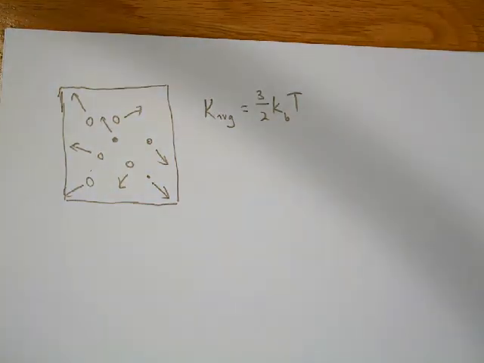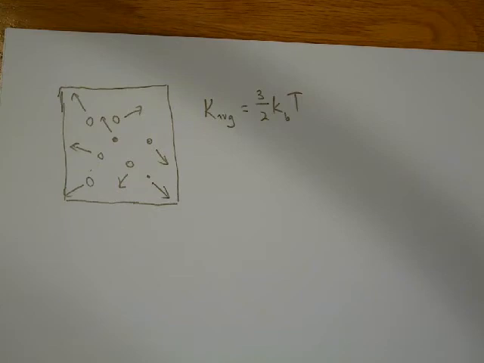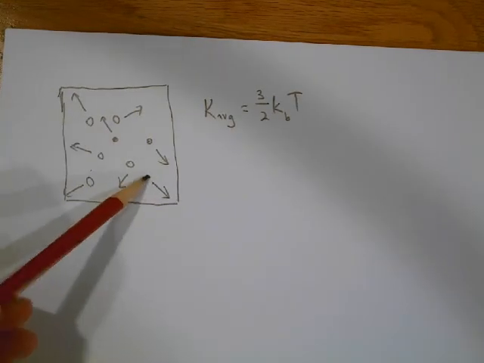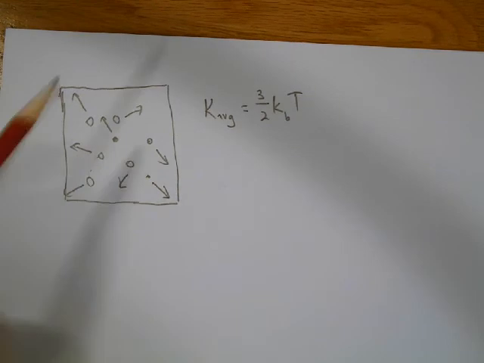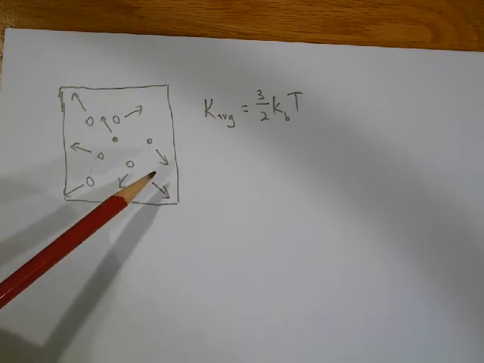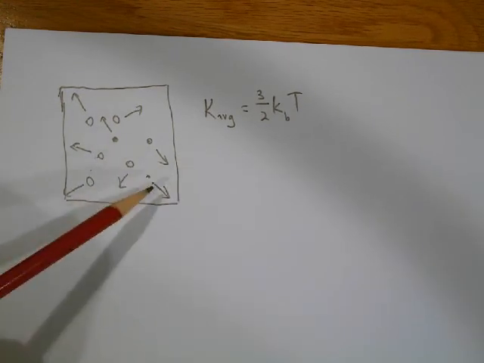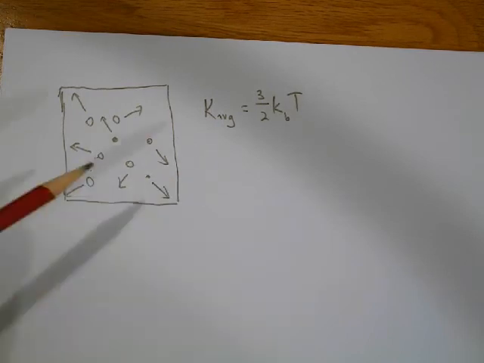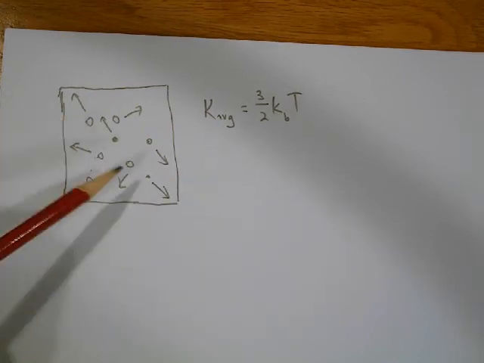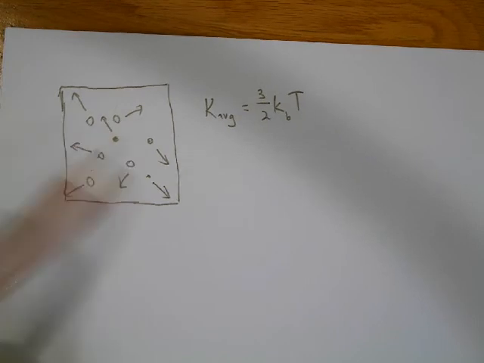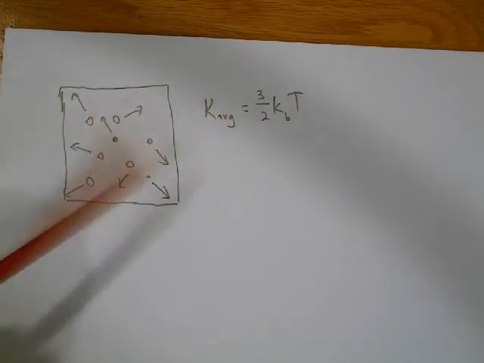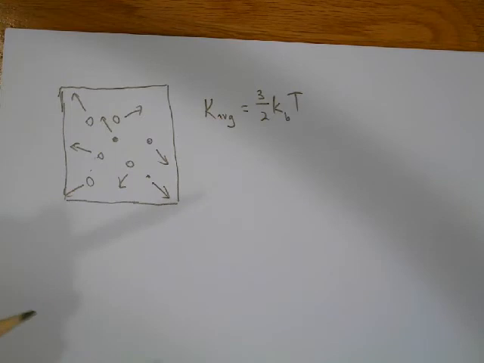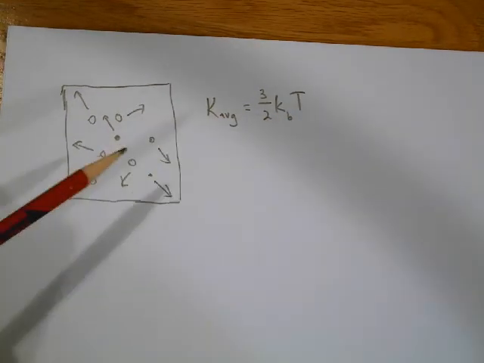So if this is an oxygen molecule and this is a hydrogen molecule and this is a nitrogen molecule, as long as they're all at the same temperature, the average kinetic energy for all these molecules is the same. Even if they're all oxygen, the overall average is going to be the same. Again, it depends on temperature.